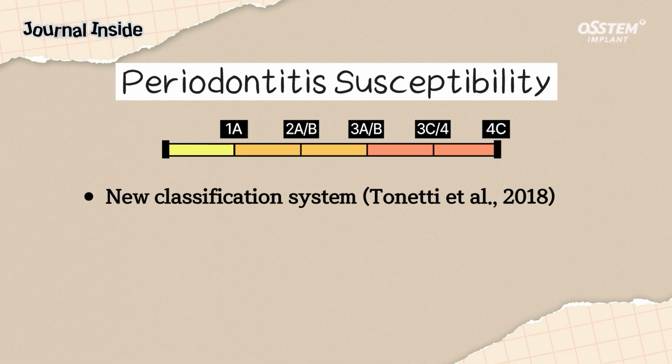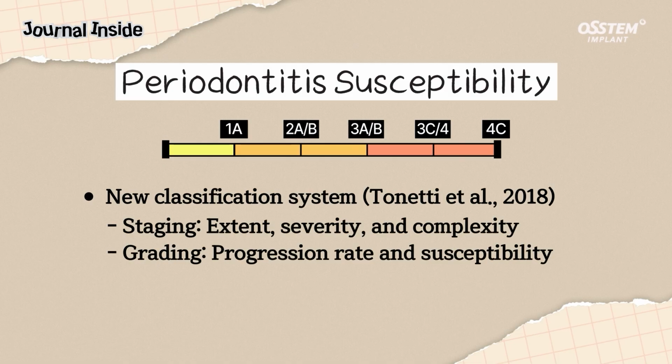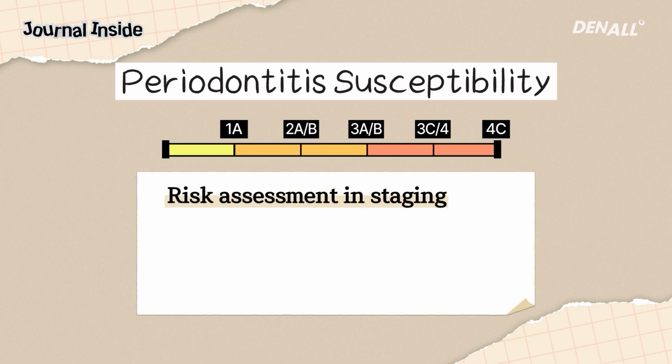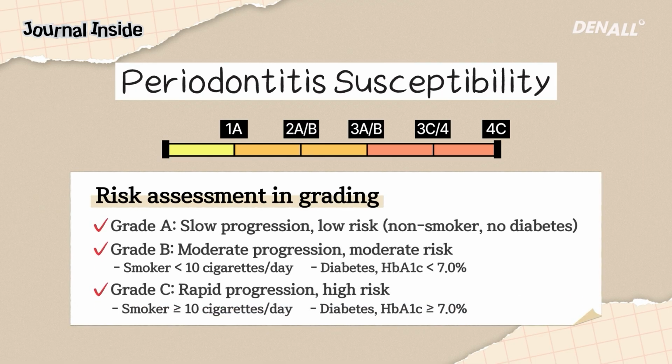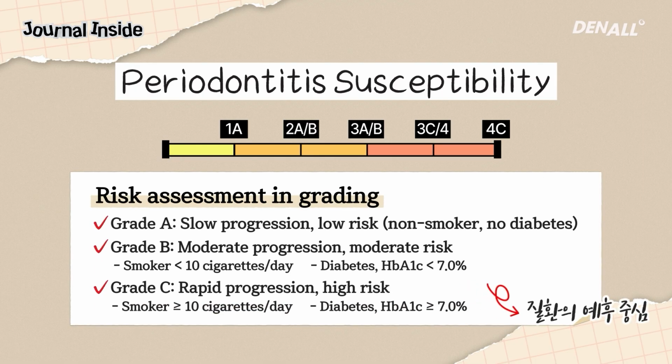Susceptibility to periodontitis is determined according to the classification of periodontal and peri-implant diseases proposed by Tonetti. In this context, an understanding of staging and grading is required. Tonetti classified staging into 4 levels and grading into 3 levels. Staging is an assessment that focuses on the present condition or extent of the current disease. Grading is an assessment that focuses on the rate of disease progression and prognosis.